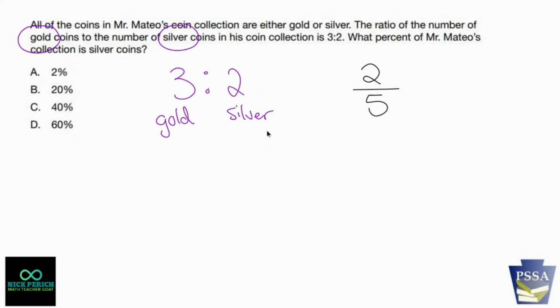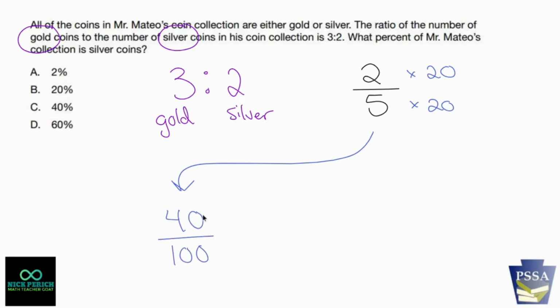Now remember, percent is out of 100. This is out of 5. So how can I turn 5 into 100? Multiply it by 20. And if I multiply the denominator by 20, I have to multiply the numerator by 20 as well. So this fraction becomes 2 times 20, which is 40, over 5 times 20, which is 100, and the percent, 40 out of 100, is the same as 40%.